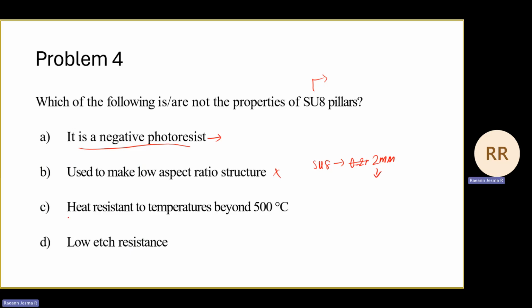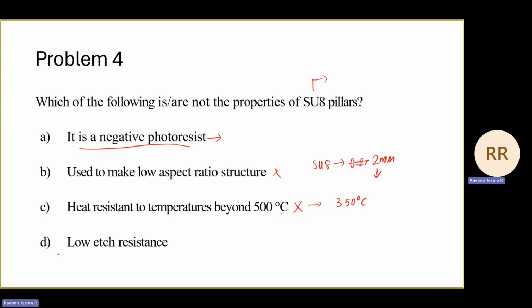Then option C mentions heat resistant to temperatures beyond 500 degrees centigrade. So this is also false. The reason is that SU8 can be stable to temperatures up to 350 degrees centigrade, beyond which it degrades due to the high temperature. So it is heat resistant only to temperatures less than 350 degrees, not beyond that.